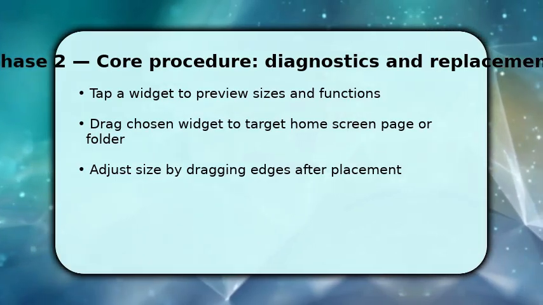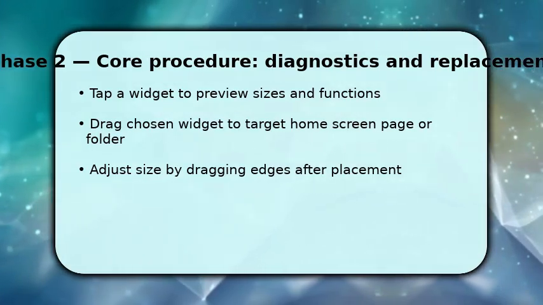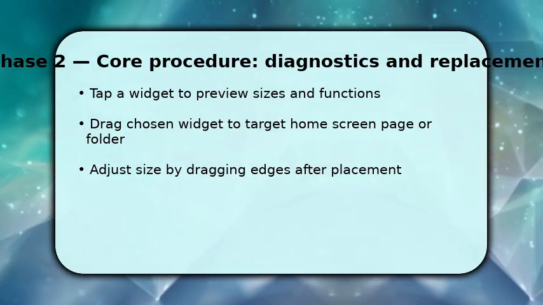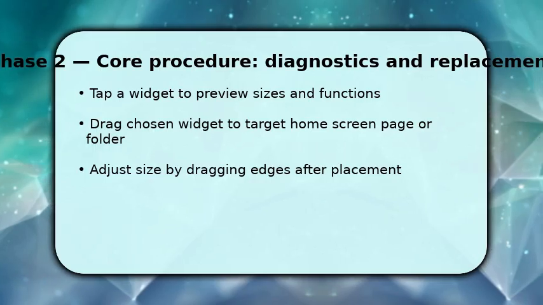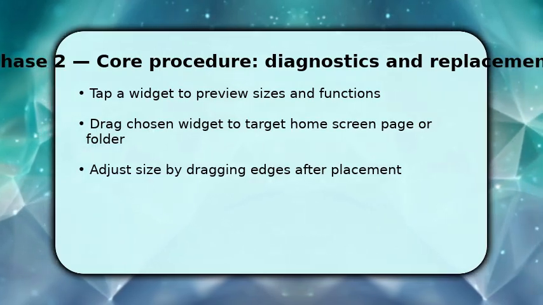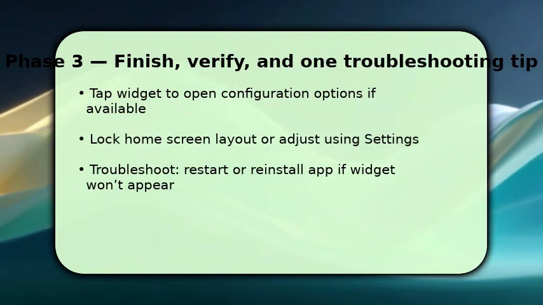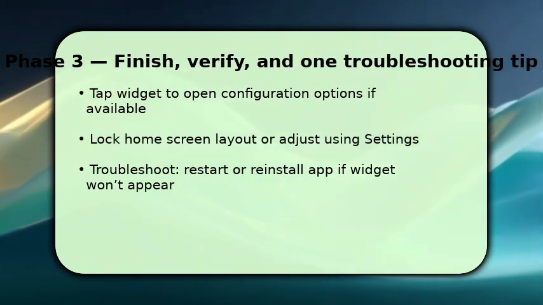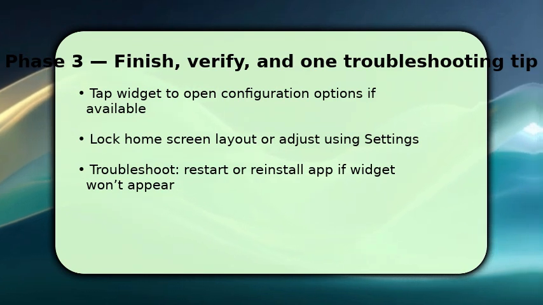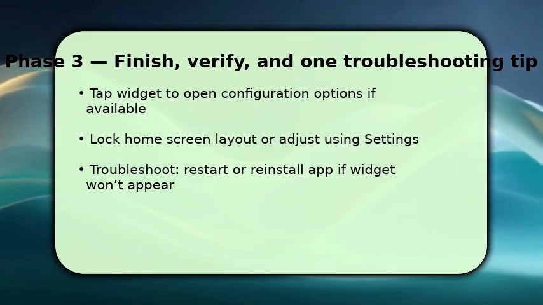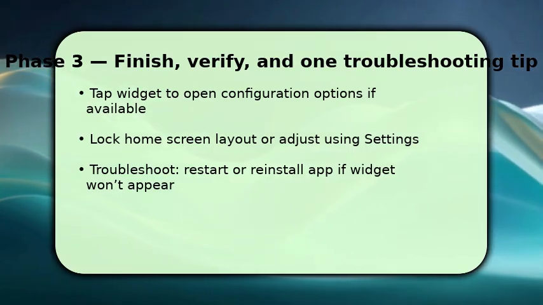After you drop it, make sure to resize by dragging the blue handles so it displays needed information. If widgets overlap, move icons or create a new page to avoid clutter. You finish by tapping the newly placed widget to configure its settings. This is where you choose accounts, calendars, or refresh intervals, so set them now for accurate updates. Once configured, adjust grid or lock the home screen layout in settings to prevent accidental moves.